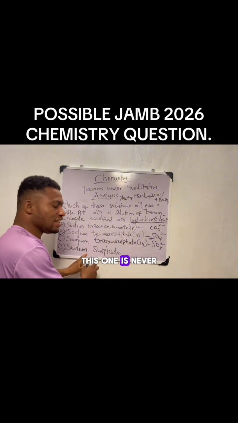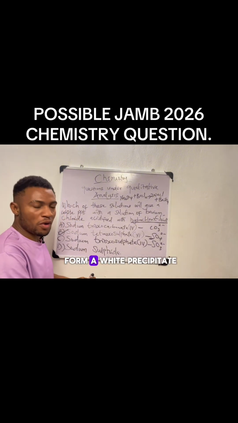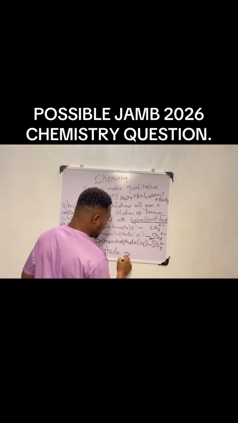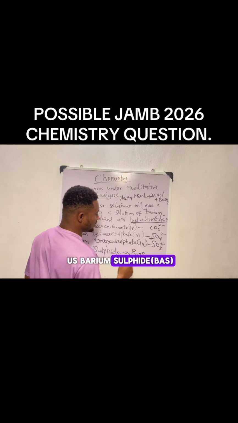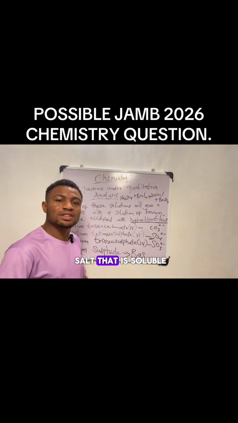This one is never a white precipitate. It's not going to form a white precipitate. When you do the equation of reaction, it's just going to give us barium sulfide. Barium sulfide is a salt that is soluble.